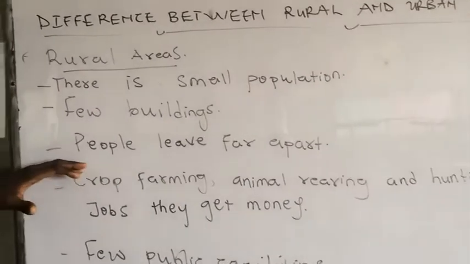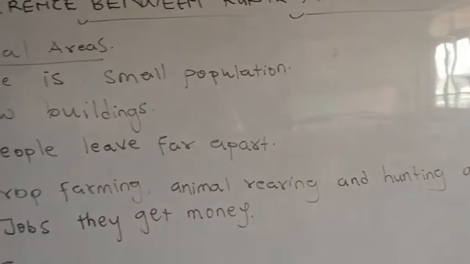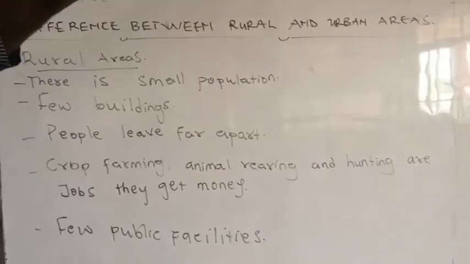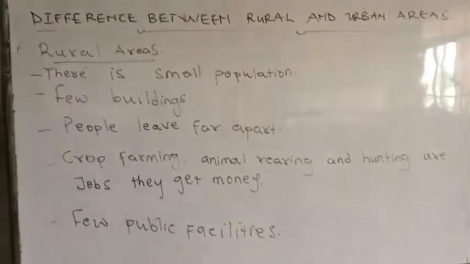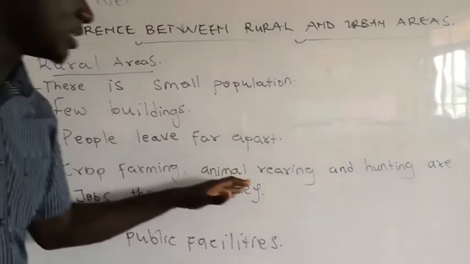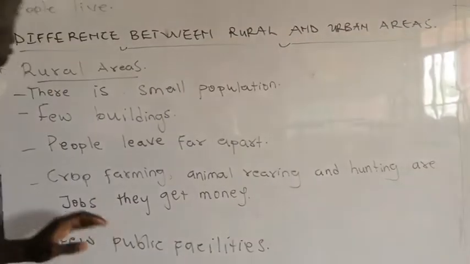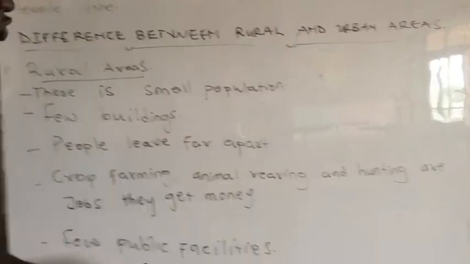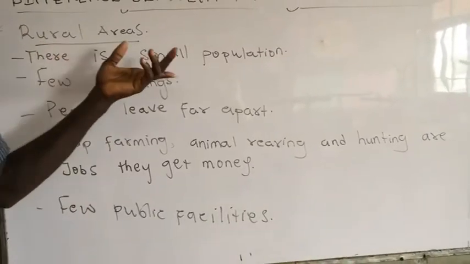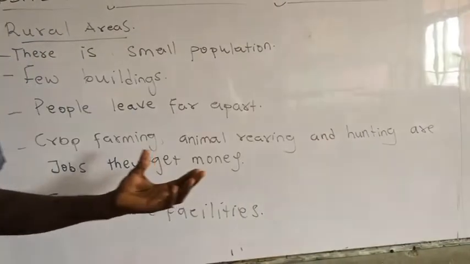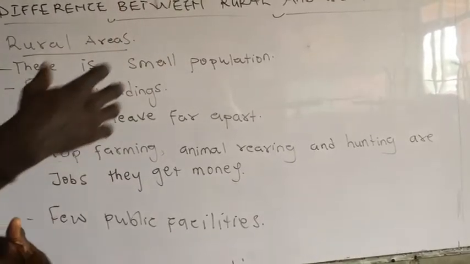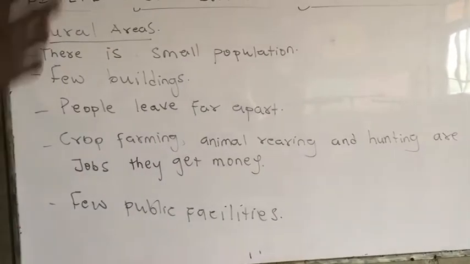Number 3, people live far apart. You can travel so long before you even see someone. Sometimes you can walk a long distance before you see someone's house. The 4th one, crop farming, animal rearing, and hunting are the jobs they get money from. So simply, rural areas can also be referred to as villages. Sometimes you can walk a long distance, maybe 3 kilometers, before you find someone's house.